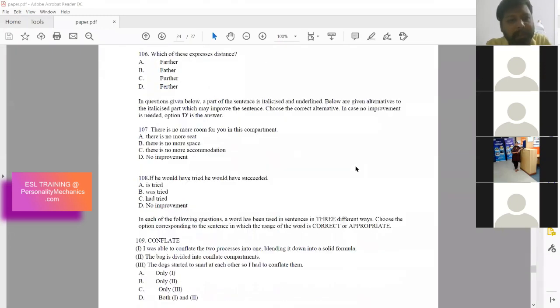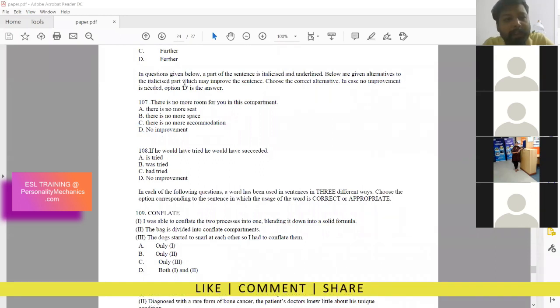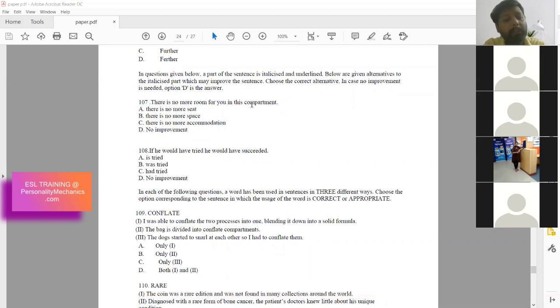So the other question says, in questions given below, a part of the sentence is italicized and underlined. I don't see that though. Below are given alternatives to the italicized part, which may improve the sentence. Choose the correct alternative. In case no improvement is needed, option D is the answer. So, there is no more room for you in this compartment. Okay, so there is no seat, there is no more space, there is no more accommodation.